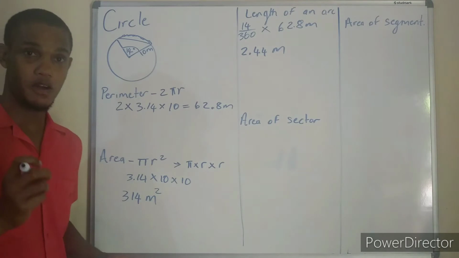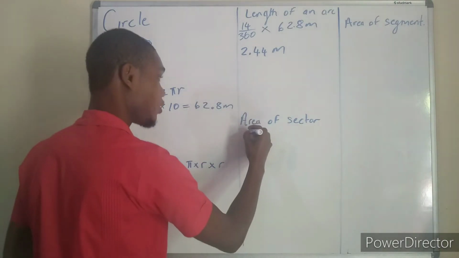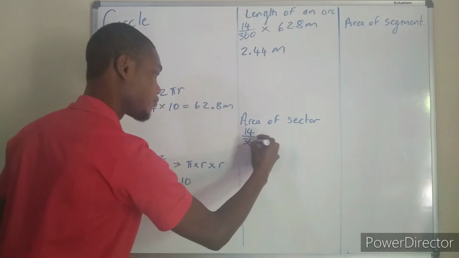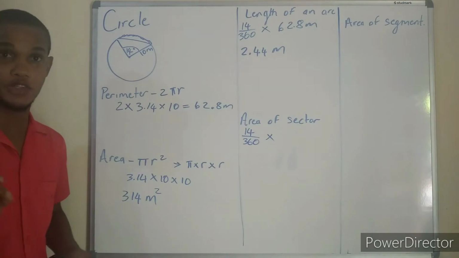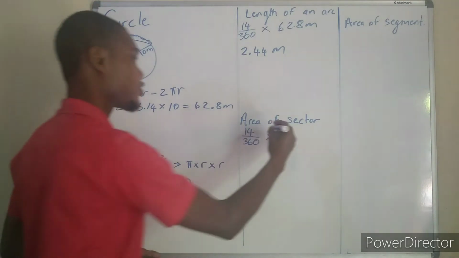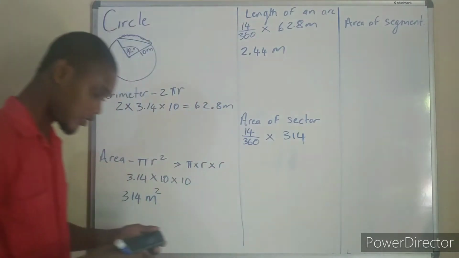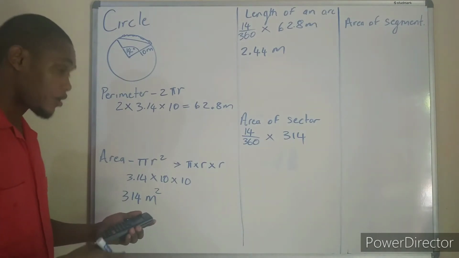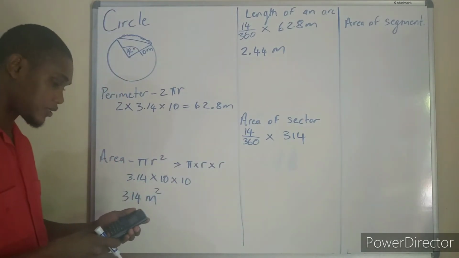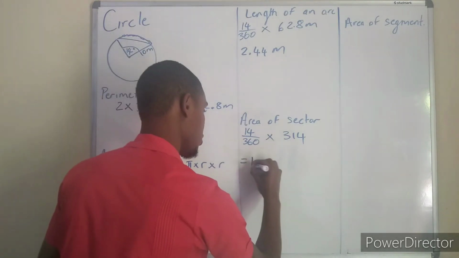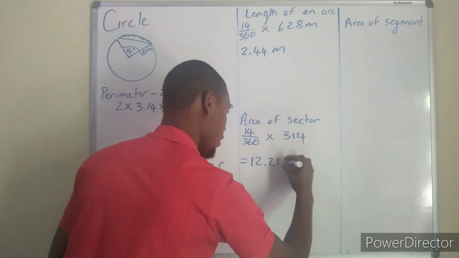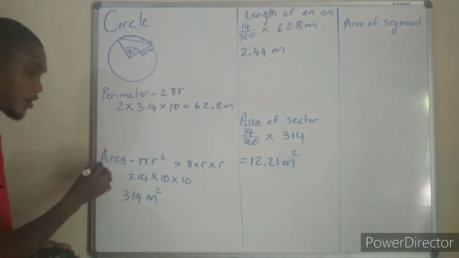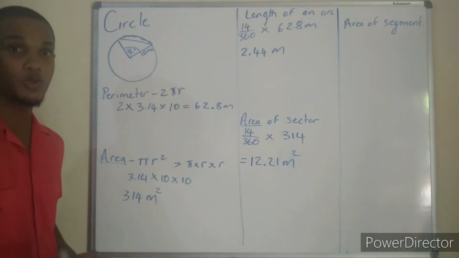Area of sector. The area of the sector is almost the same principle, which is the angle that you are given over 360 multiplied by the area of the circle. Since we already know the area, which is 314, you can just simply multiply them accordingly. So it's 314 multiplied by 14 divided by 360 degrees, which is equal to 12.21 meters. And it must be squared because we are seeing the word area again. Once the word area is involved, it must be squared.